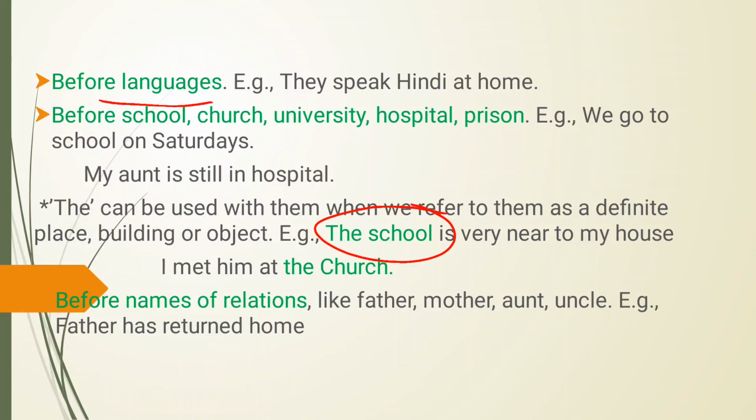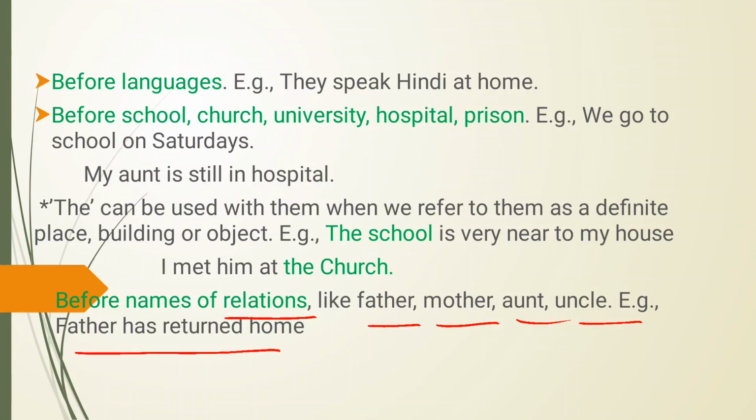Why have we used the here? Because we are specifically talking about the school which is near to his house. Similarly, in the second sentence, I met him at the church. So, we are talking about the church which he visits every Sunday, and that is why he has used the here. And we do not use articles before names of relations like father, mother, aunt, uncle. We simply say father has returned home. We do not use articles there.